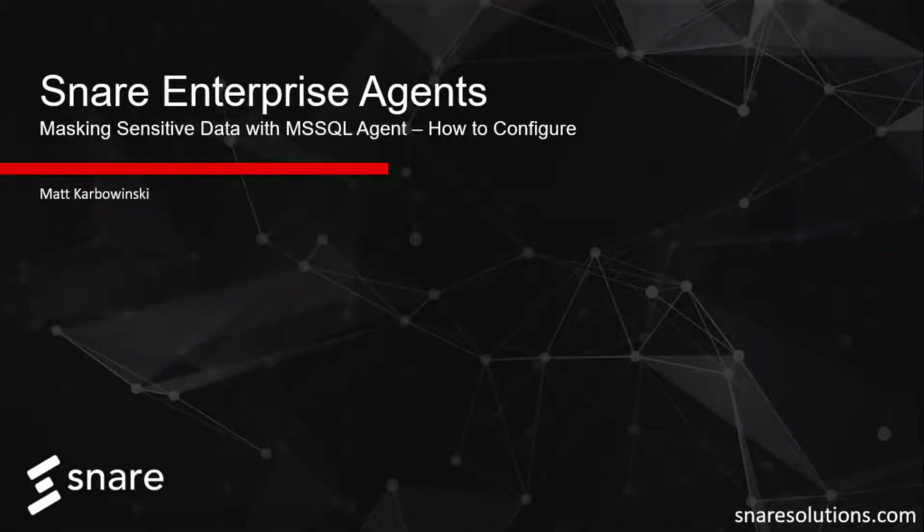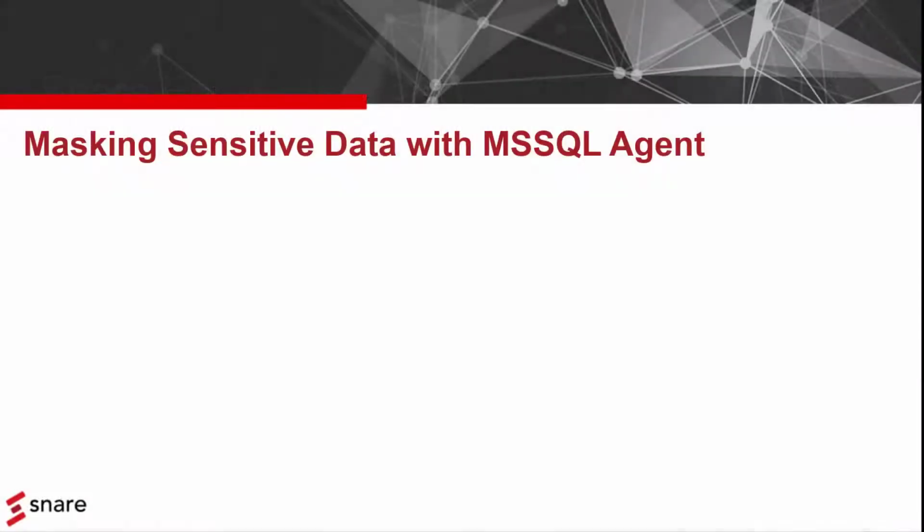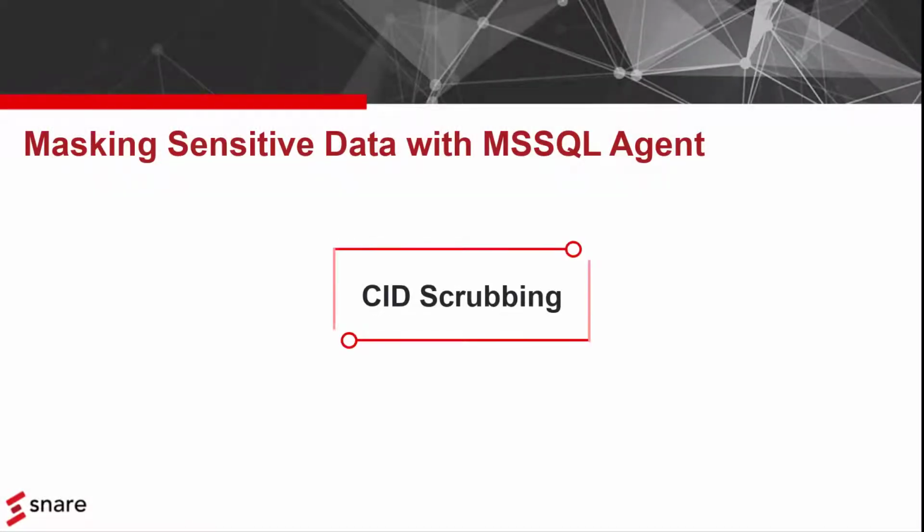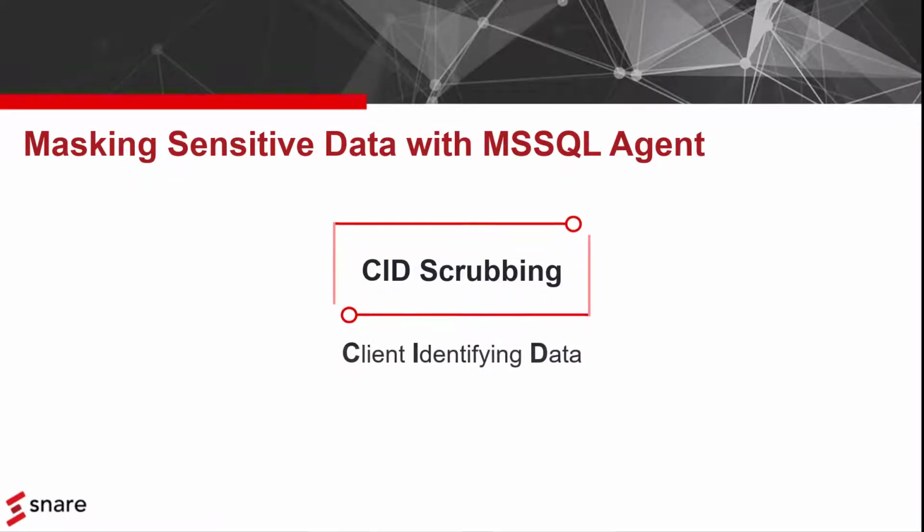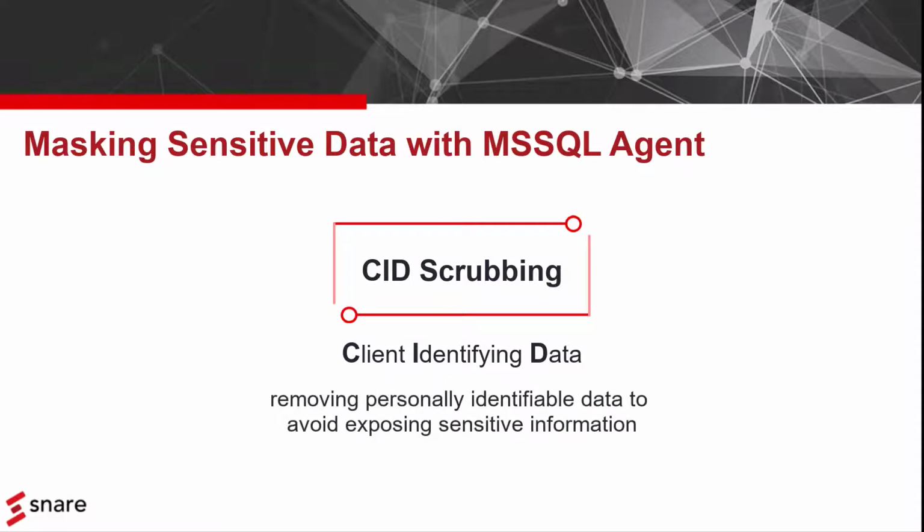Welcome to this technical video on how to configure data masking when monitoring SQL databases. We have a specific term for it, CID scrubbing, where CID stands for Client Identifying Data, and scrubbing is all about removing personally identifiable data from Snare logs to avoid exposing potentially sensitive information to people who should not have access to such data. Before we jump to the product and see how to configure CID scrubbing and how it works, let's just set the scene and explain why it is important.